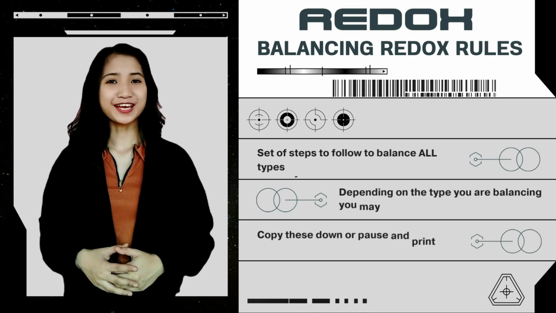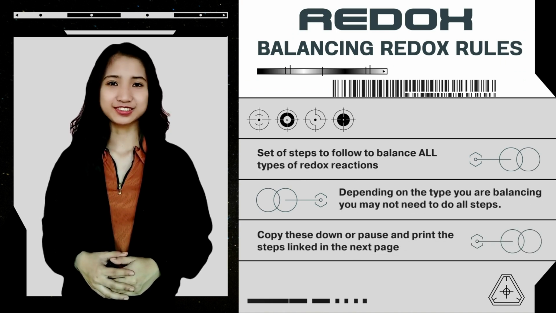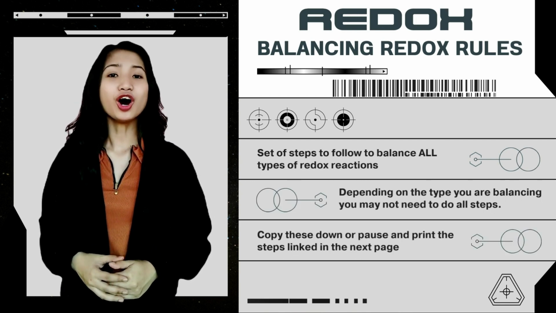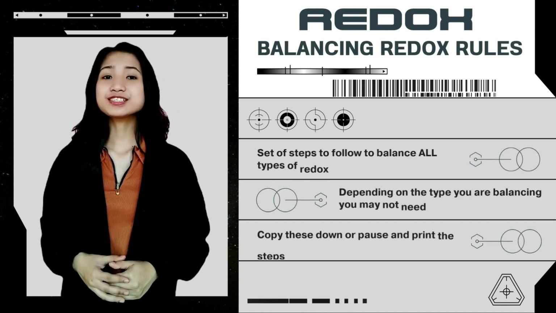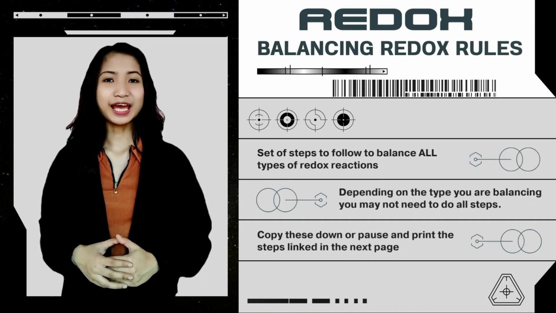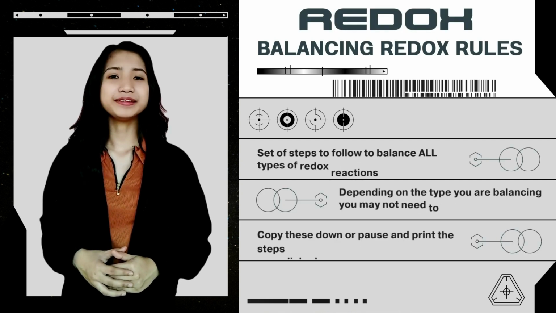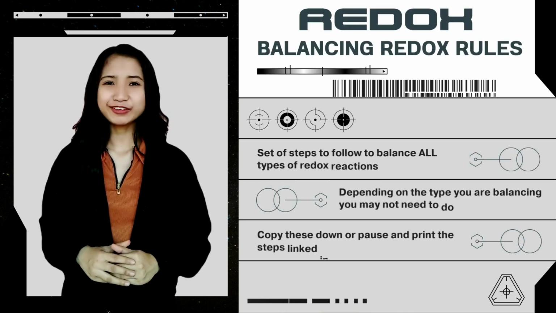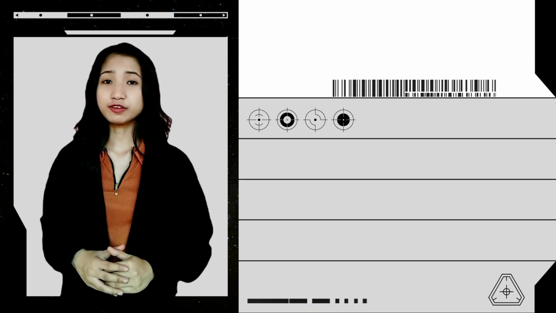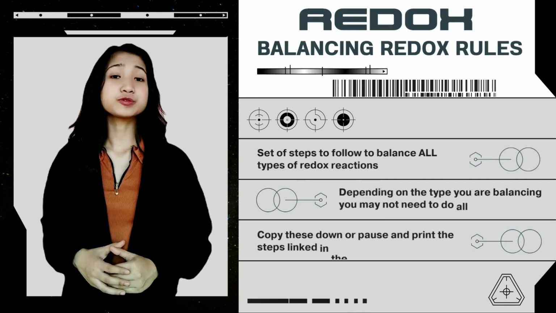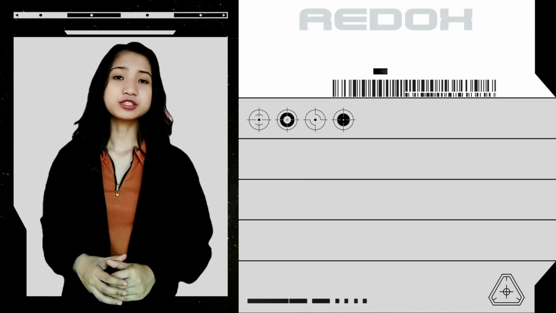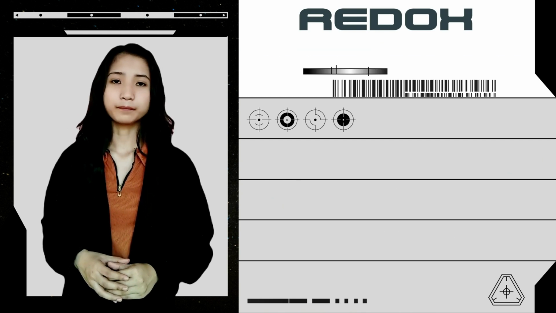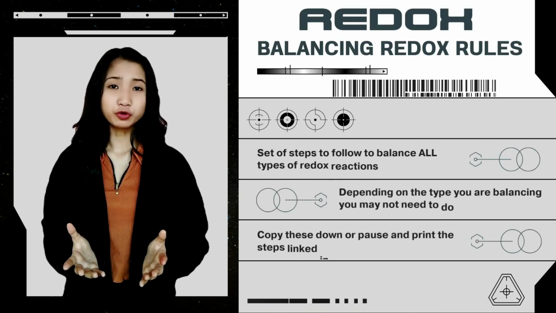Now, we are set for the rules for balancing our redox reactions. All we're going to be writing down in a moment is a set of steps to follow to balance all types of redox reactions. These steps will balance neutral, acidic, and basic. But keep in mind that depending on which type you're balancing, you may not need to do all the individual steps. Some steps are specific to acidic, some are specific to basic, and some apply in all three cases. So here are the steps in balancing redox. You can pause the video or write these rules down yourself.